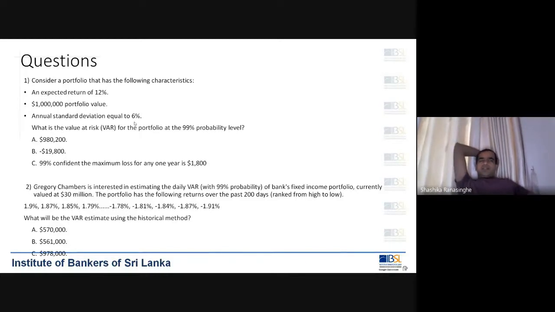First one, consider a portfolio that has the following characteristics: an expected return of 12%, $1 million portfolio value, annual standard deviation equal to 6%. What is the value at risk of the portfolio at 99% probability levels? Okay, so what will you use? Which model will you use out of the three?